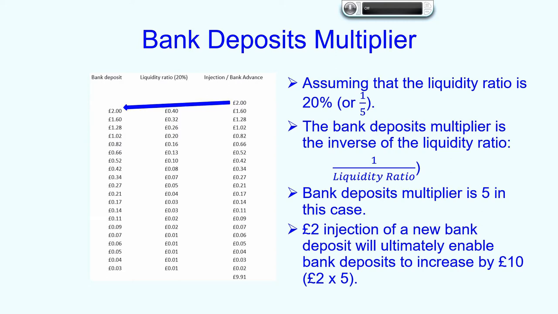But actually, this is not quite the end of the process. The actual amount that will be created at the end of the process is £10. And that can be calculated using the bank deposits multiplier, which is the inverse of the liquidity ratio. So in this example, with a liquidity ratio of 20% or one-fifth, then the bank deposits multiplier is 5/1, the inverse of 1/5. So the bank deposits multiplier is 5, and therefore a £2 injection of a new bank deposit will ultimately create 5 times that amount. So 5 times £2 is £10. So there's a bank deposits multiplier, so the banks multiply deposits, and that is what produces new money in the economy.